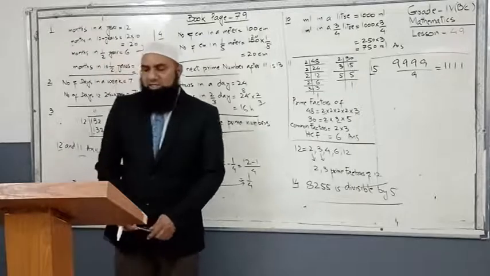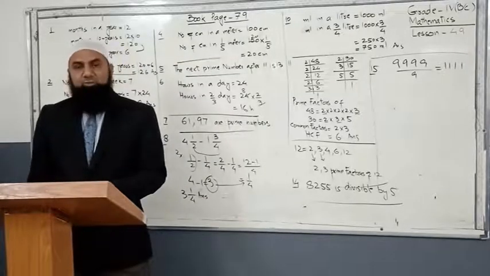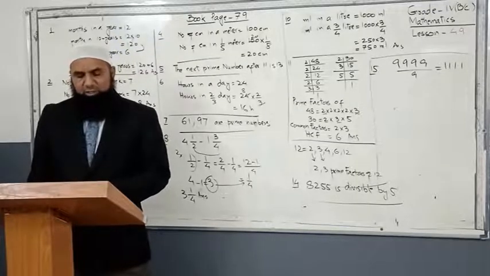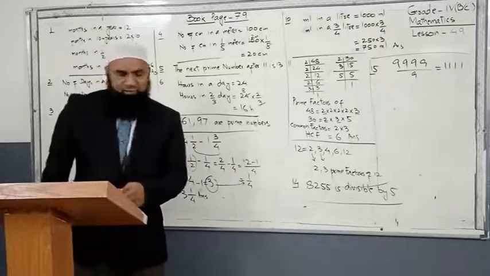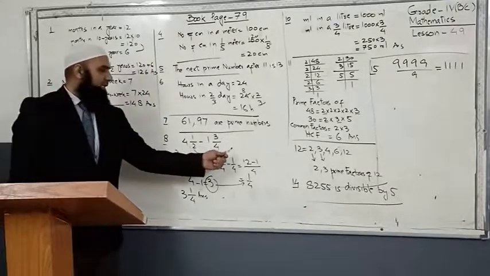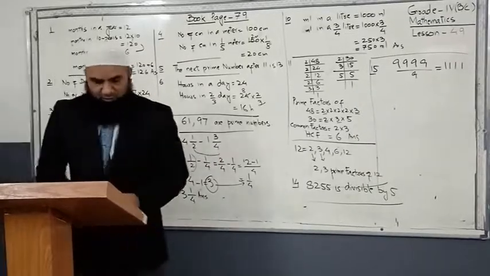Now question number 16. This is a subtraction of fractions. But first you will make the same denominator and then you will subtract them, as I have subtracted them in question number 8. It is 100% same like this. So this is your homework.